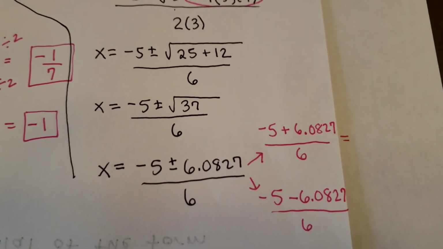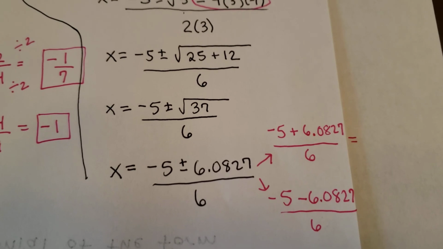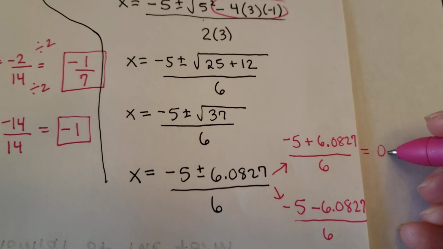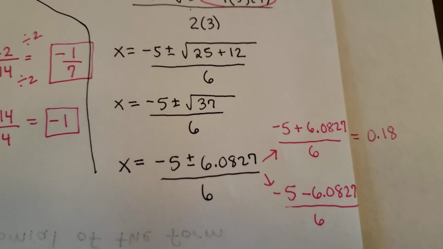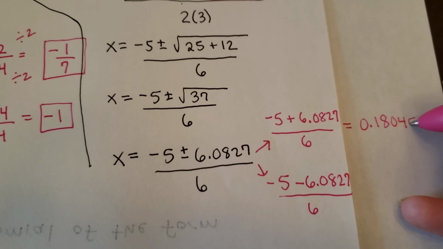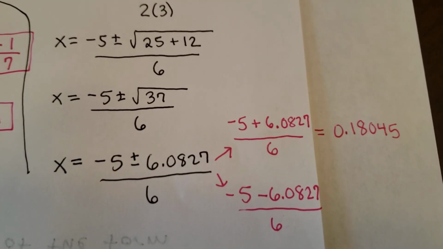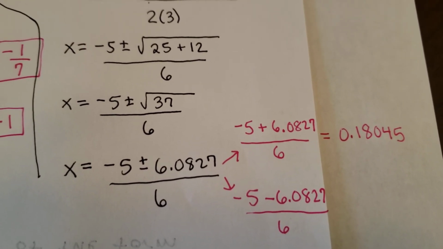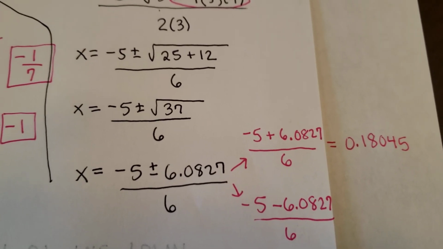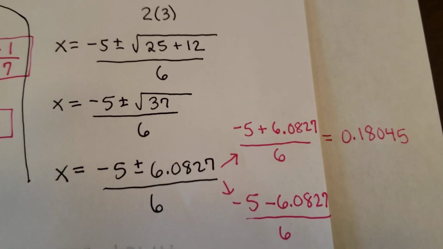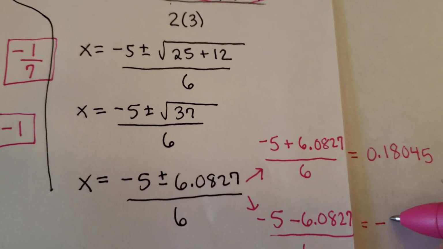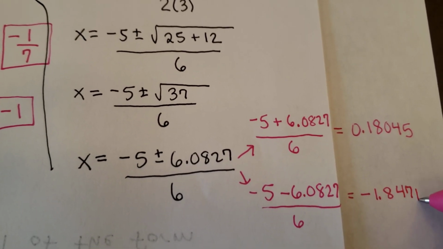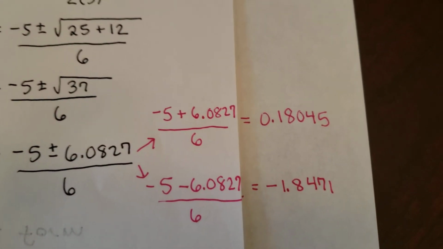So 6.0827 with the negative 5 divided by 6. For this one, I get 0.18045. For the bottom one, I'm getting a negative 1.8471, and it keeps going, but we'll just take that many decimals.